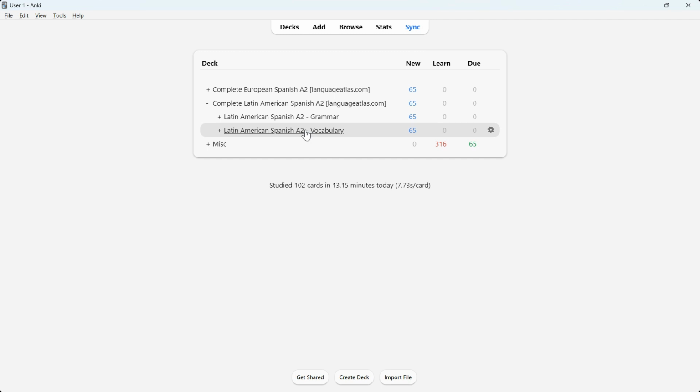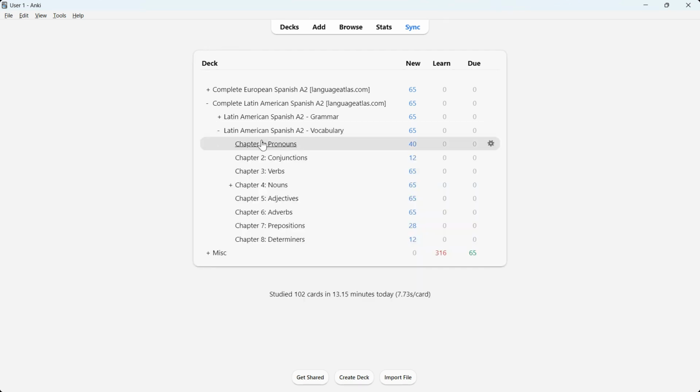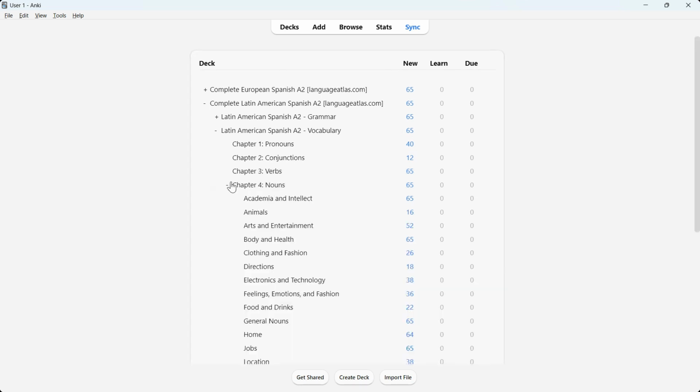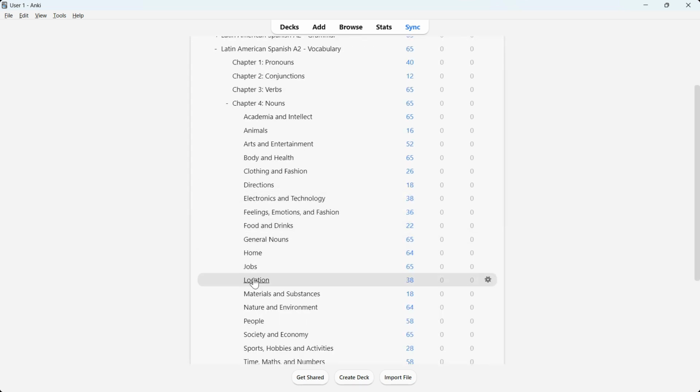I'd like to go to my second point, which is to show you the course content. I will handle 1 vocabulary deck and 2 grammar decks. I will begin by showing you the Latin American Spanish A2 vocabulary. I will go to chapter 4 nouns, and I'd like to show you location.